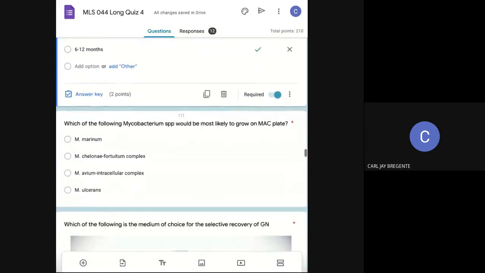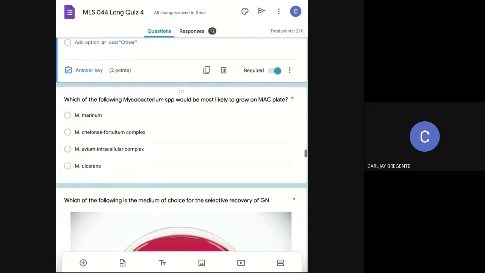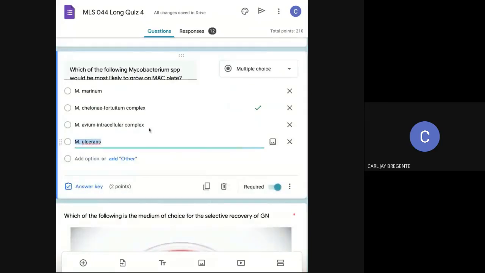Which of the Mycobacterium species would most likely grow on MacConkey agar? So that is Mycobacterium chelonae-fortuitum complex. This is found in your notes.